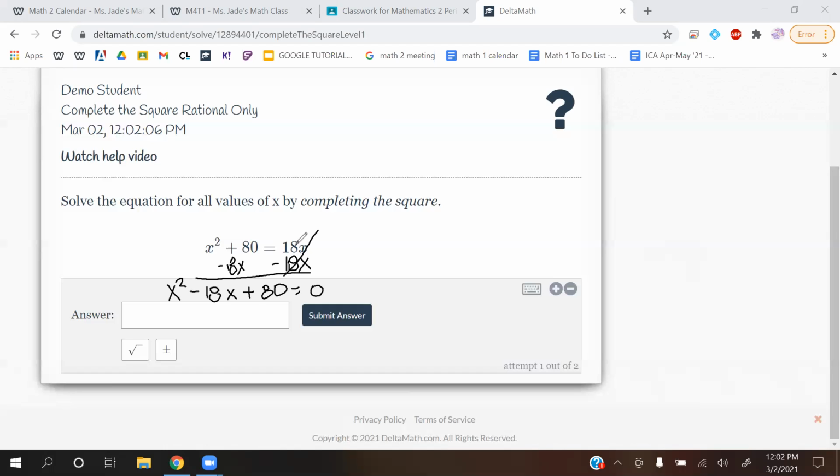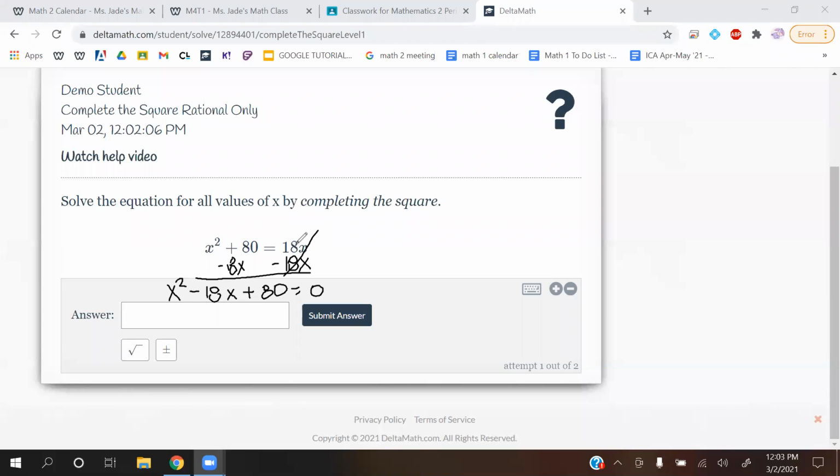So what I just did was I moved the 18x to be with the x squared, because remember, you want them to be together. So I have x squared minus 18x plus 80 equals 0. And also, by the way, I am moving it from here to that side because you want to have the x squared still be positive. I don't want to bring the x squared to that side because then x squared will be negative, okay? So make sure you're moving the 18x, not the x squared.